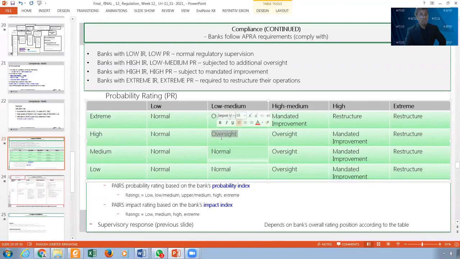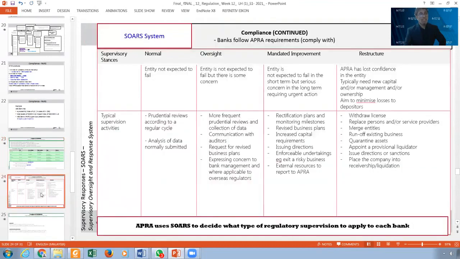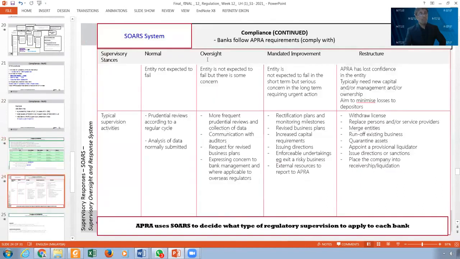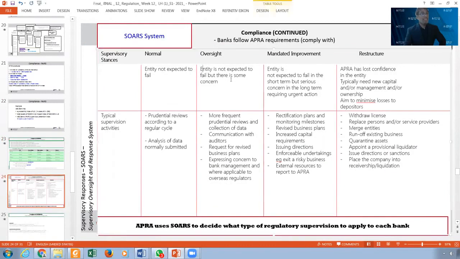The question is, what does oversight mean? Oversight means, see, you have normal, this is the source. This is the pairs, this is the source. So the source will tell you if it is oversight. This is identity, this is identification of it. Identity is not expected to fail, but there is some concern. So what to do? Very transparent, more frequent prudential review and collection of data, communication with auditors, request or revise business plans, expressing concerns, and you can continue like this.